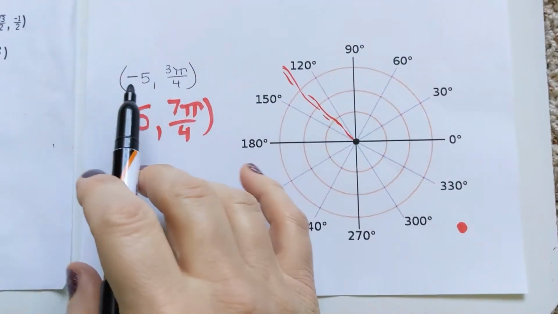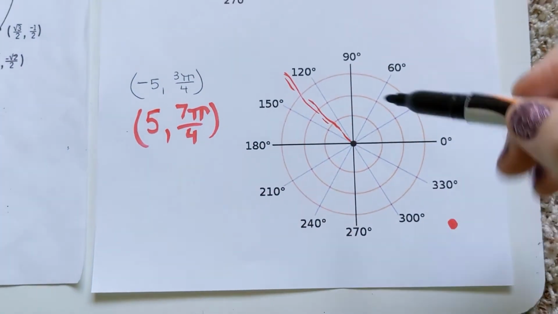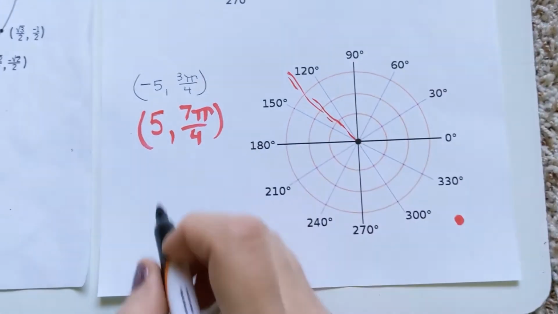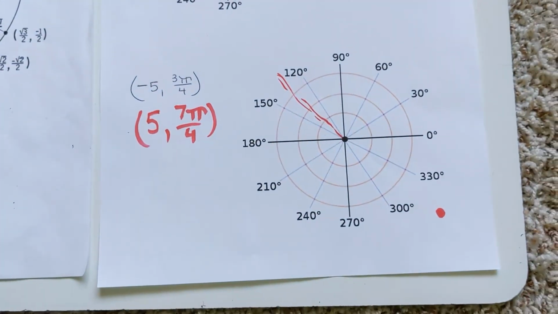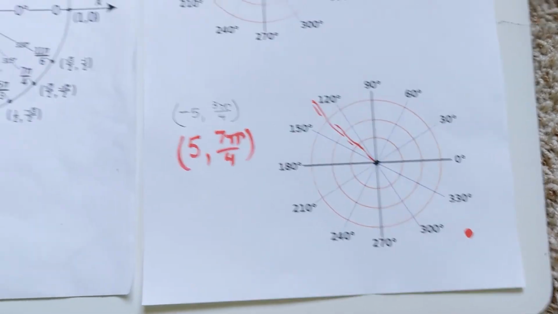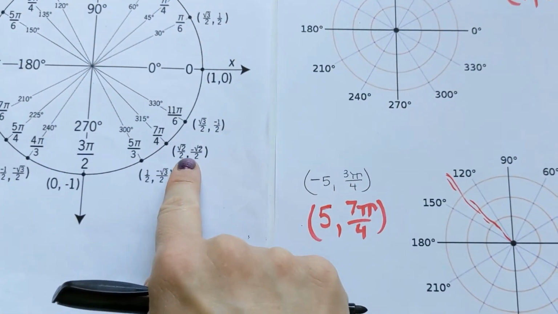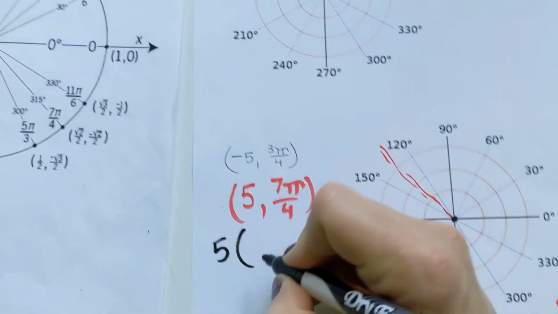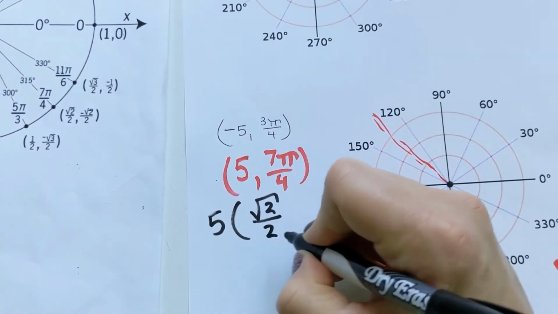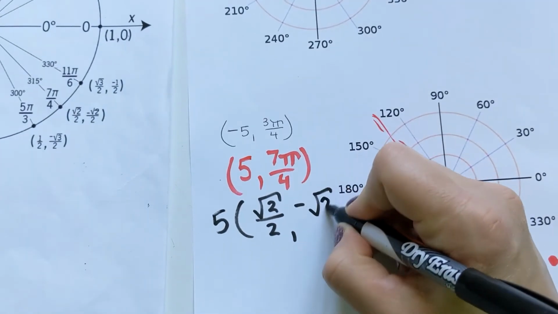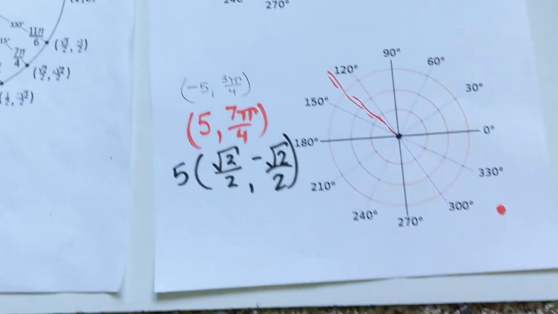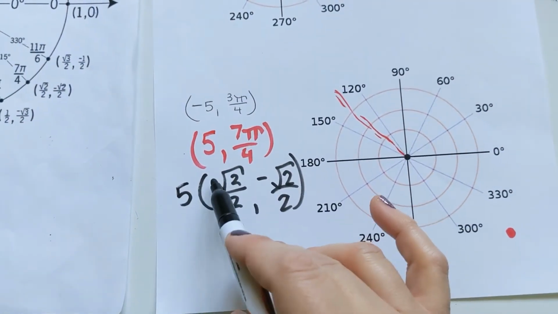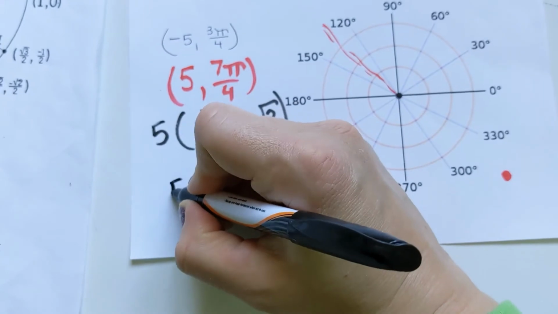Okay, remember this one, -5, 3 pi over 4. So that was on this line, but we backtracked. So we really are using 7 pi over 4, those numbers. And if you look over here at 7 pi over 4, square root of 2/2, negative square root of 2/2, and we're going to multiply by 5. Okay, and again, because that's odd, it's not going to cancel. It's just going to stick a 5 basically in front of both of those.